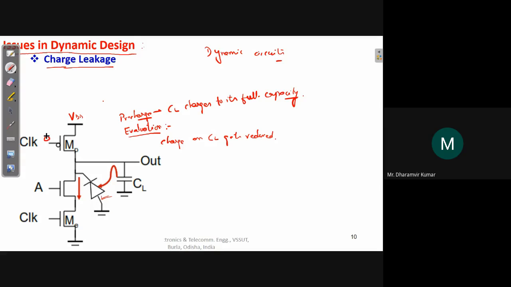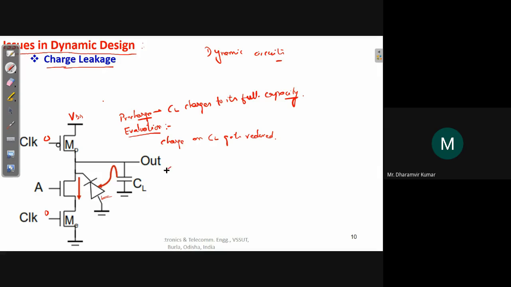Again, when it goes to 0, it goes into the pre-charge phase. Since in the evaluation phase this was not working, we would expect that whatever charge was there on CL during the previous pre-charge phase, that same charge content should be present now also. But it doesn't happen like that. We will observe that there is a small reduction in the charge content of this load capacitance, and this reduction happens because of the leakage currents.